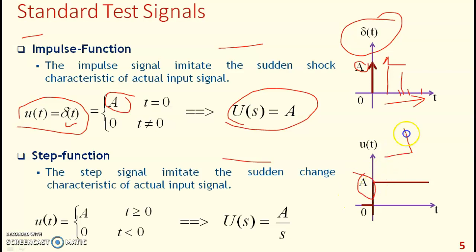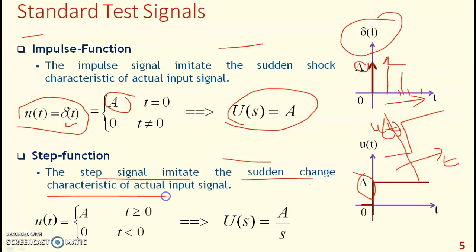We know that the step signal will be represented like this with respect to time t. So u of t is the unit step signal. A step signal is a sudden change in characteristics of the actual input signal. If you change the limits from 0 to 1, then the signal will be shifted here. Like that, the signal will be shifted from 0 to infinity.